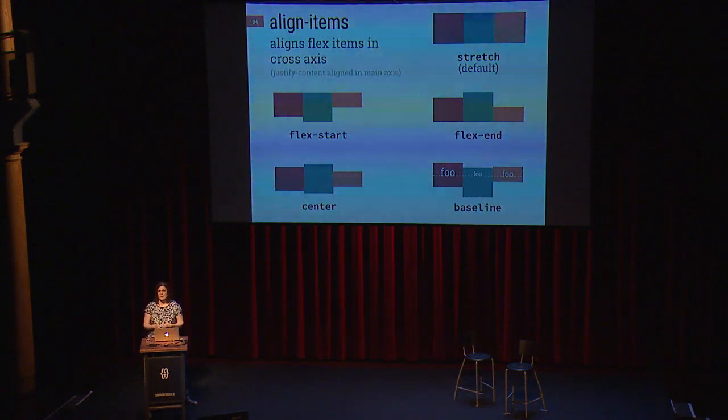So the align items property is set on the flex container, and it aligns flex items in the cross axis. So this media object uses the default flex direction row. So the main axis is horizontal. That means the cross axis is vertical. That means align items affects the item's vertical alignment in this case. So again, justify content controls the alignment in the main axis, and align items controls it in the cross axis.